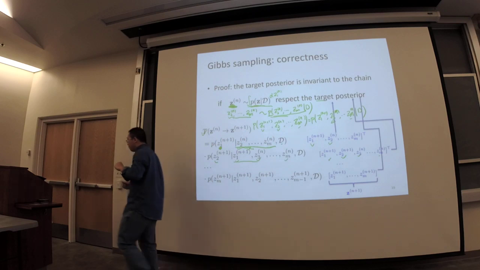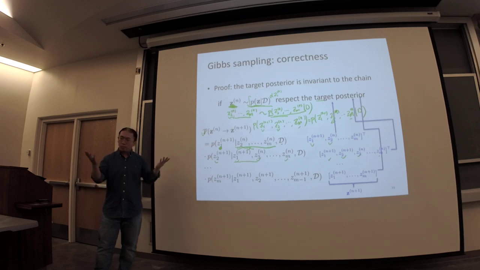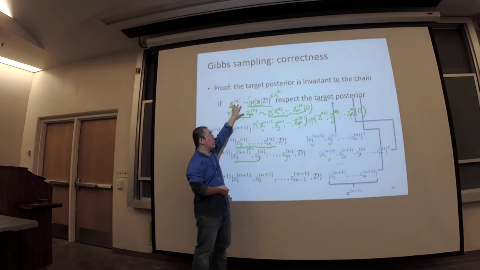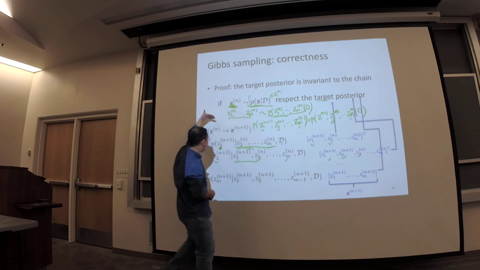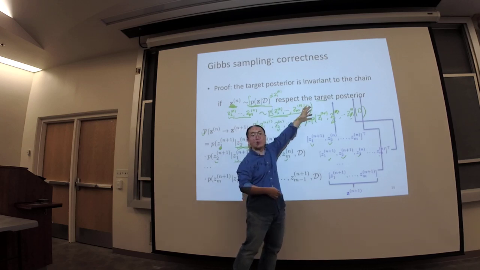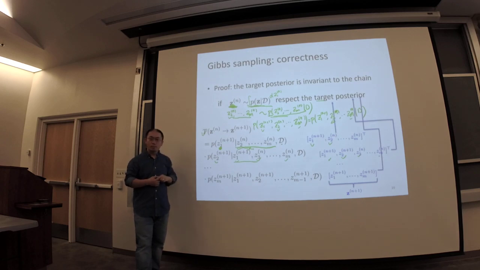No, target posterior is true posterior. It's the same word. To show the invariance, assume my current sample is generated from this true posterior, and now I apply this transition kernel and generate the next sample Zn plus 1. I want to show that Zn plus 1 will also follow this target posterior, this true posterior. That's the idea. The transition kernel is what we choose, and the distribution of the target posterior is unknown.